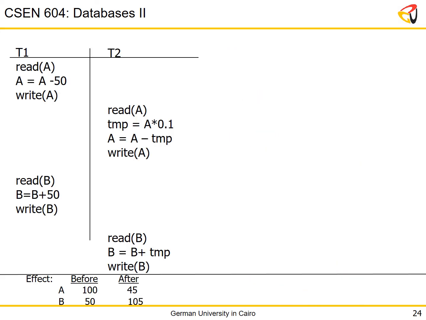Now, let's look at this interleaving. Again, similar exercise to what we have seen before. I read A, subtract 50, write A back, and then a context switch happens. I read A, calculate the 10%, subtract it from A, write A back, a context switch happens again back to T1, I read B, add 50, and write B, context switch happens one more time, I read B, add the 10% to B, and then write B to the disk.